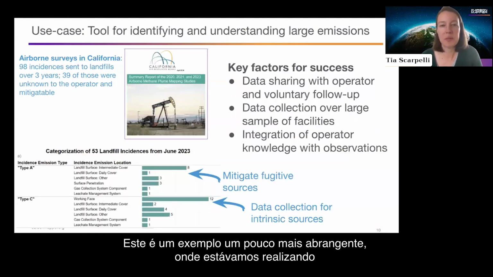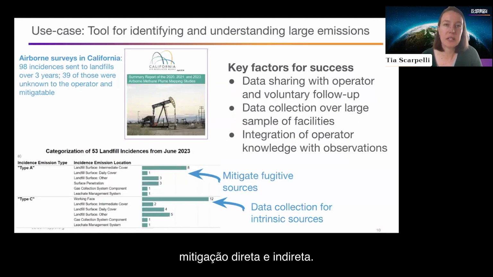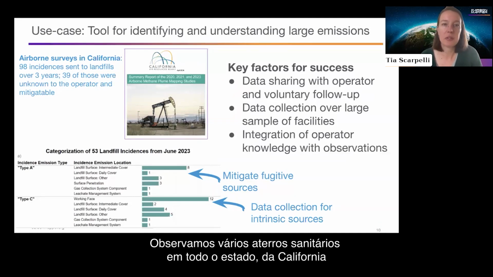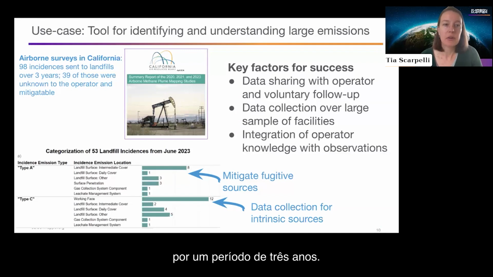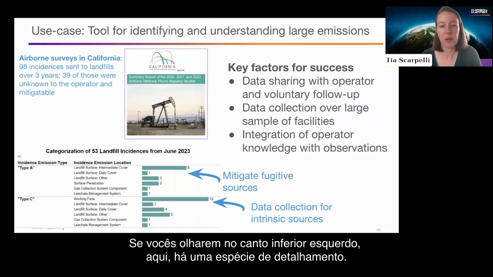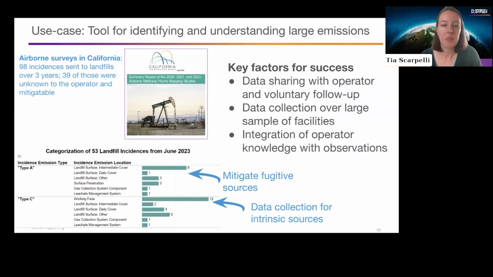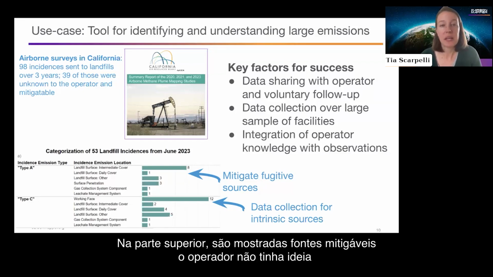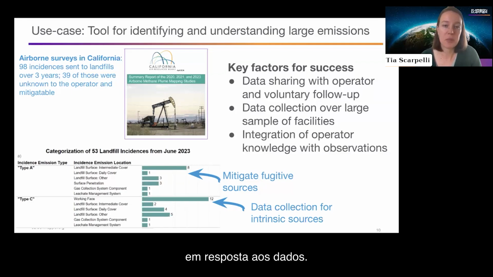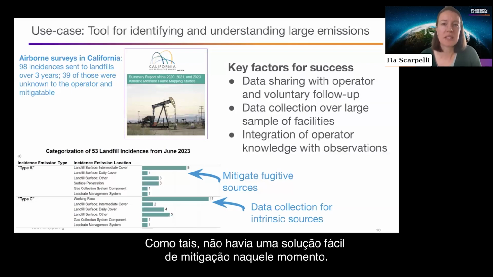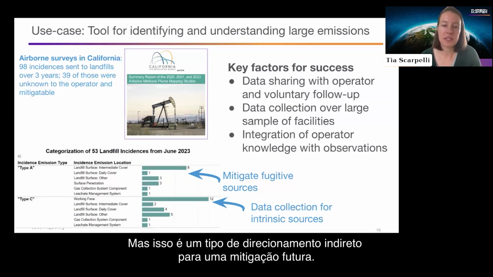So this is a slightly more zoomed out example where we were doing both direct and indirect mitigation. We were observing multiple landfills across the state of California over a 3-year time period. If you look on the bottom left here, I have a breakdown. On the top, it's showing mitigatable sources where the operator did not know about this leak and they were able to go out and make changes in response to the data. Whereas on the bottom of that table, it's showing this type C. These were allowable emissions, and so there wasn't an easy mitigatable solution right at the time. And so this is really an indirect route leading to future mitigation.